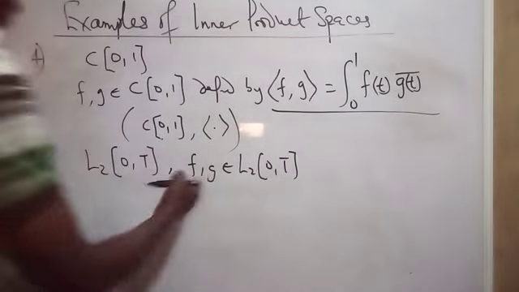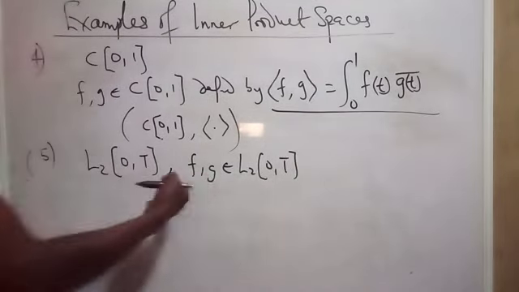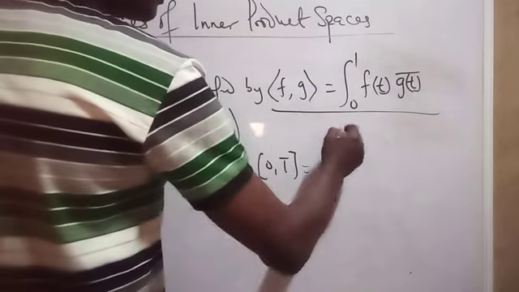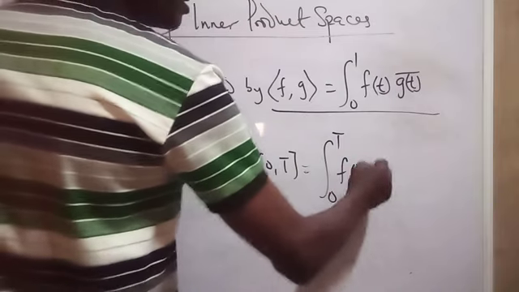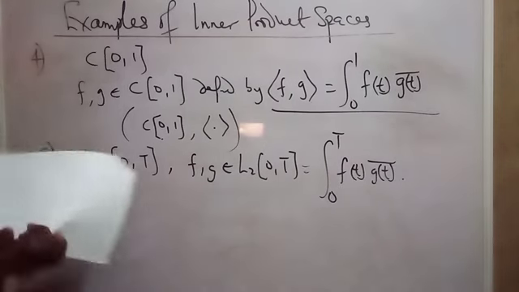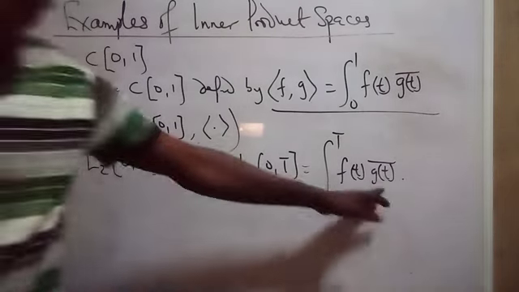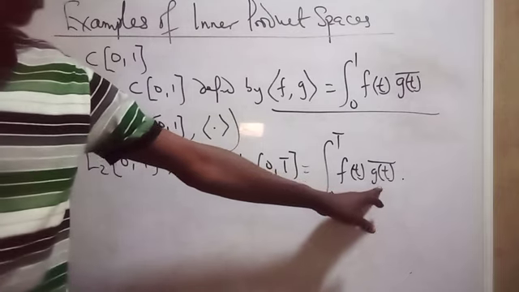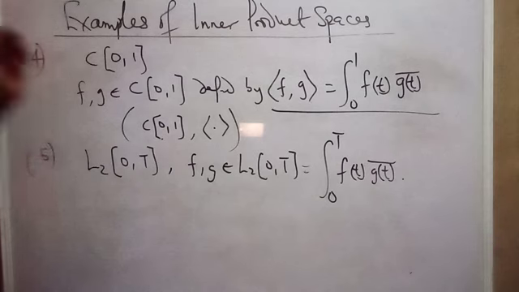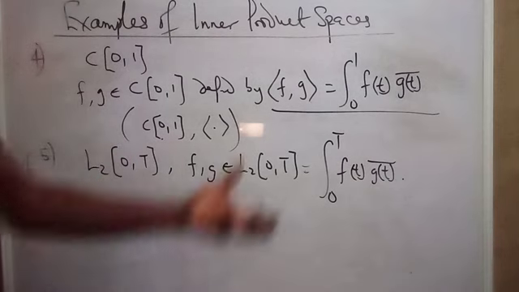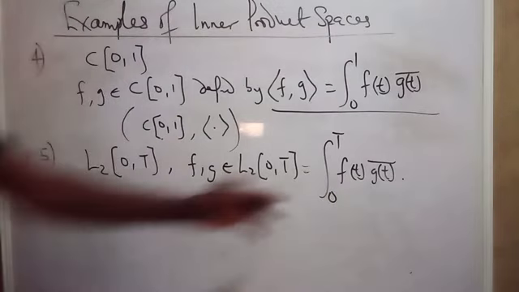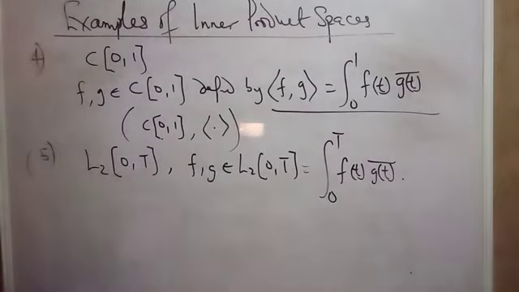So if I pick any two functions in this space, I will define it this way: the integral over 0 to T of f of t, g of t, then you put a bar here. I have told you what this implies: this is the complex conjugate of g of t. And so that means, as I told you, the inner product is bilinear. In one aspect it is linear, and in the other one it is complex.